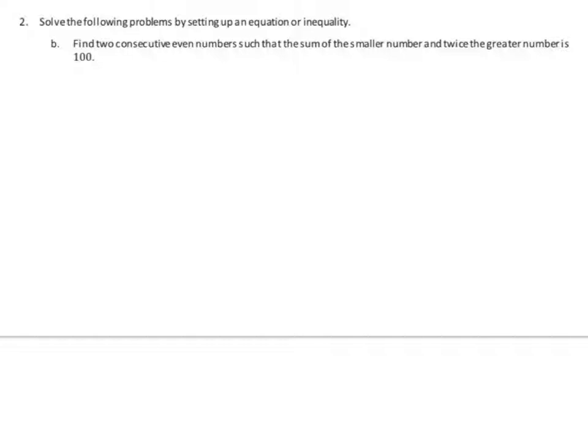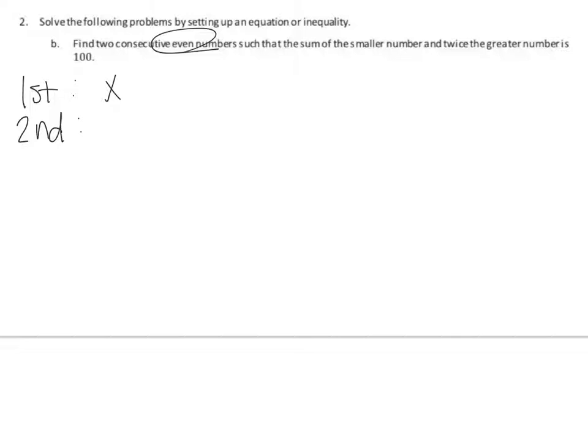Find 2 consecutive even numbers such that the sum of the smaller number and twice the greater number is 100. So the first thing we have to do when we see a problem like this is come up with a variable for one of them. So we always say the first number is going to be x with problems like this. Always. Now the second number, when we say that they're even, if the first number is x, the second number needs to be an even number bigger than x.